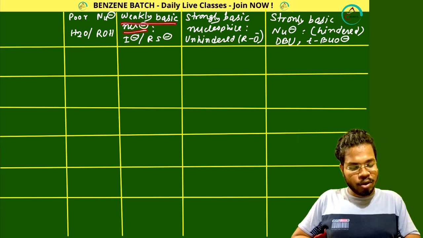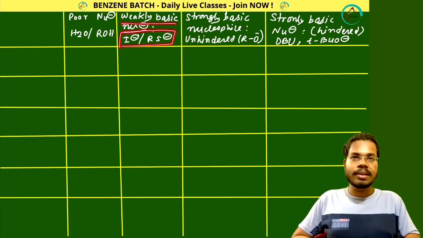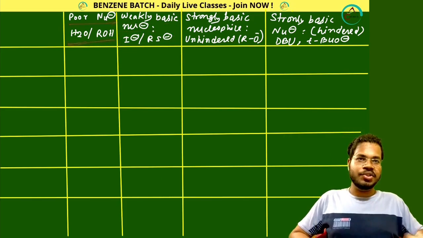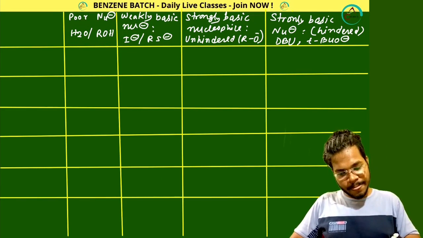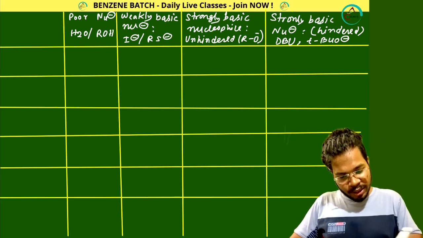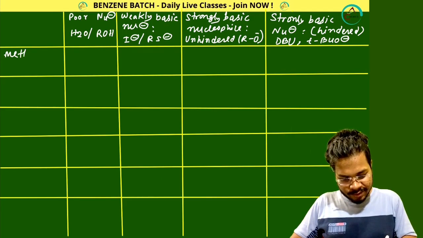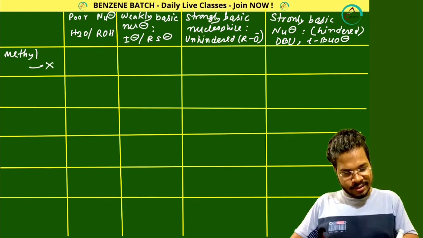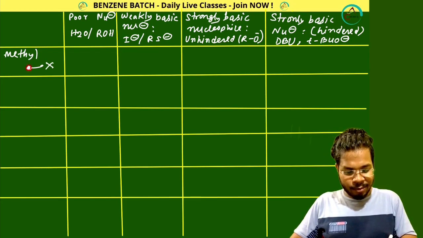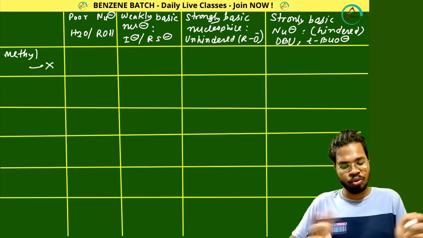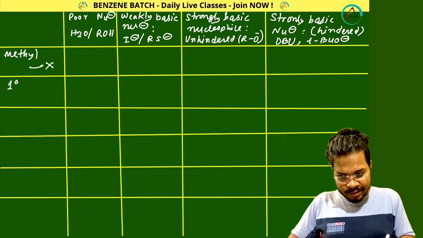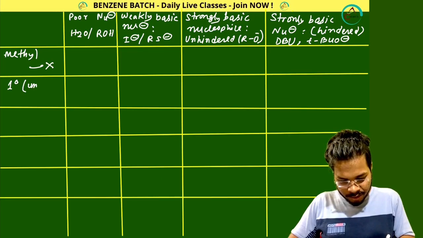Similarly, weakly basic nucleophile, I minus, RS minus, right? Similarly, poor nucleophile, H2O, ROH, like that. Fine. Here I will be putting the methyl group, methyl halide. Okay, so methyl group would have like CH3X. So here you cannot see anything, means here carbon is there and carbon is having 3 bonds with hydrogen, you know this already. Here I am adding primary, 1 degree halide, like 1 degree unhindered halide.